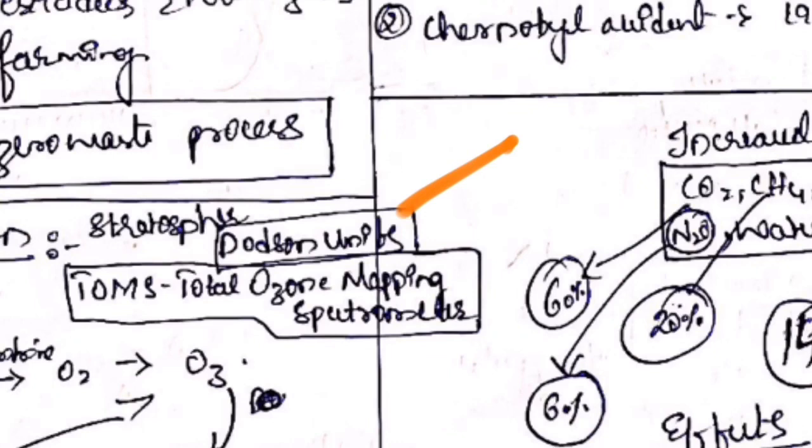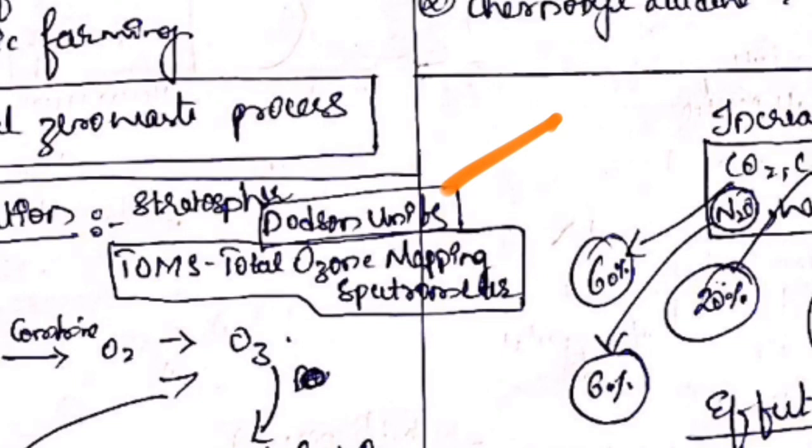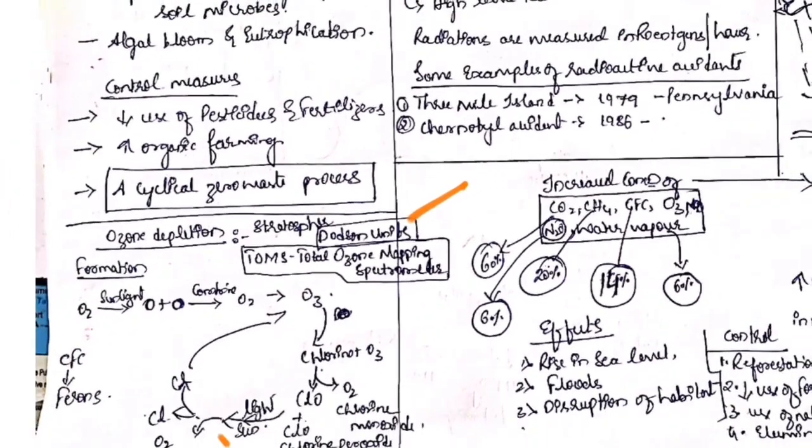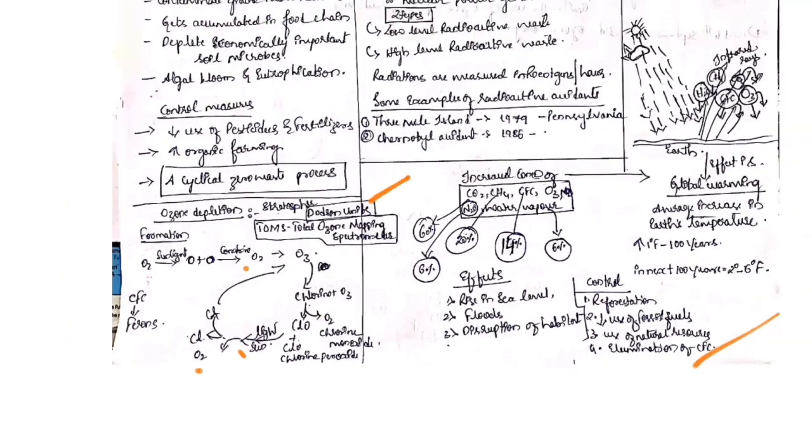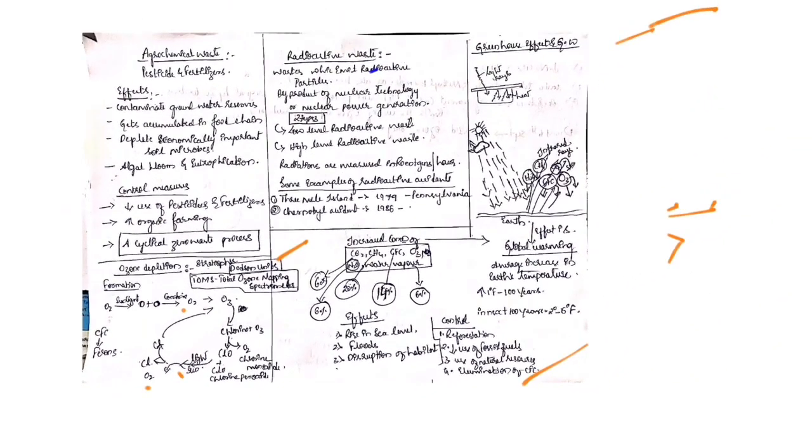Next, there is a satellite which was launched to study the ozone layer, that is, the thickness of the ozone layer, which maps the ozone. That is TOMS, the Total Ozone Mapping Spectrometer. Okay, these are the things we need to remember. The main important topics here are ozone depletion, the greenhouse effect and global warming.